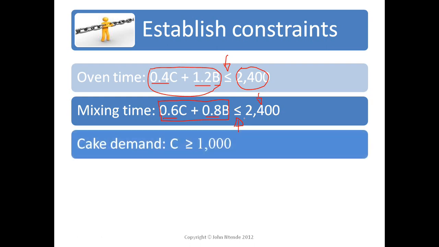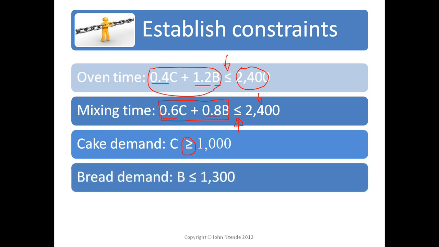The next constraint was on cake demand. We were told that cake demand is a minimum of 1,000. So whenever I say minimum, it means the symbol to use is greater than or equal to. So the equation is C should be greater than or equal to 1,000. The other constraint was on bread demand. This time we are told that the bread demand is a maximum of 1,300. So whenever something doesn't exceed a certain figure, we use less than or equal to. So bread demand should be less than or equal to 1,300.